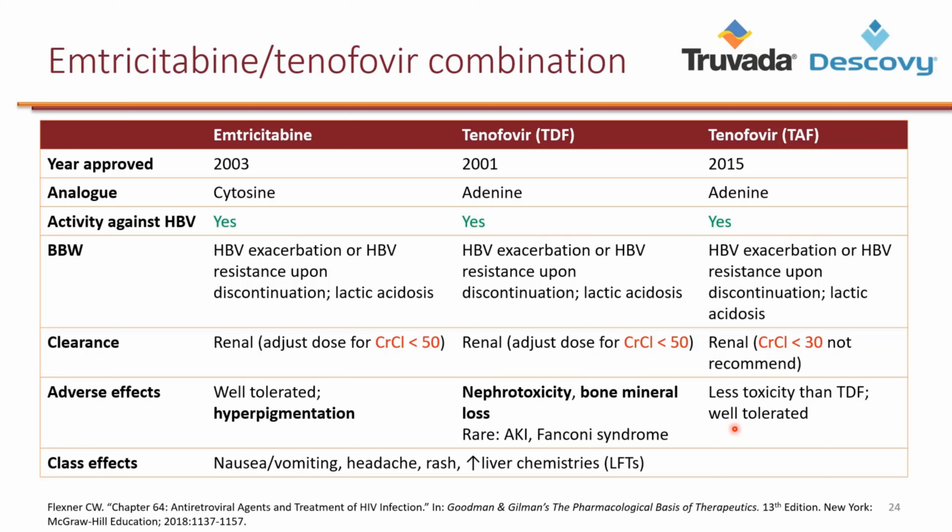Now, note that tenofovir does not cause bone toxicity, in the sense that it does not cause bone marrow suppression. It just causes some bone mineral loss. So this is not the same as bone marrow suppression. This just increases the risk of osteoporosis.